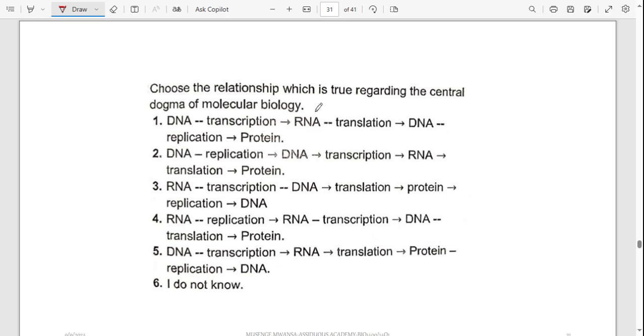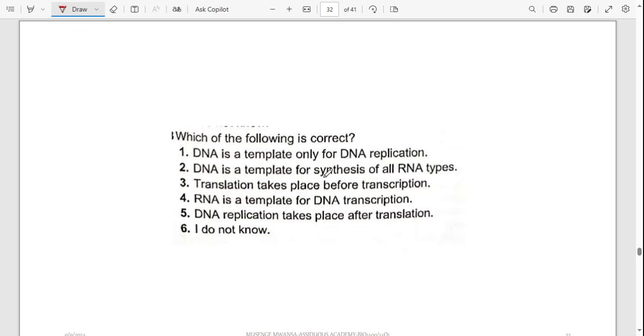Choose the relationship which is true regarding the central dogma. DNA to RNA transcription, RNA to DNA, this is not true. DNA to DNA replication, DNA to RNA transcription, and then protein, this is true. So these others won't be true. Which of the following is correct? DNA is a template only for DNA replication. Is that true? It's not only. Also for transcription, we are going to be using DNA. DNA is a template for synthesis of all RNA types. Is that true? Yes, because all RNA comes from DNA.